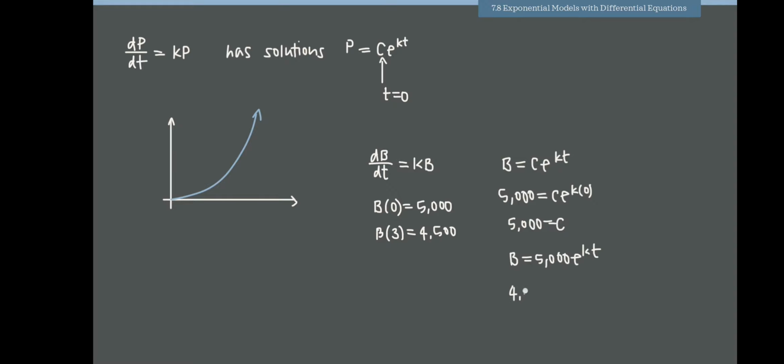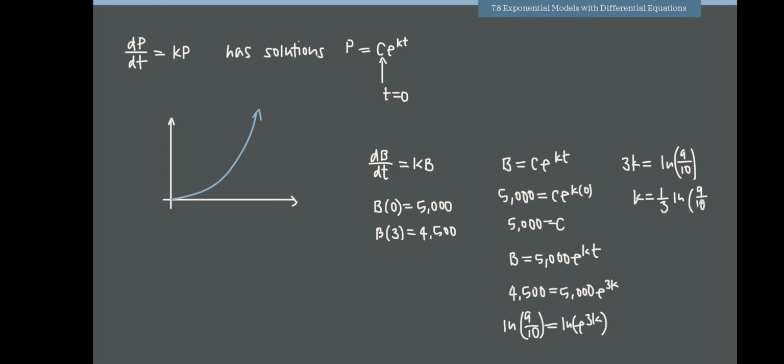Then we use this other condition we've been given to solve for the value of k. So this time we say that the population of bees is 4,500 at time 3, so e^(3k). If we divide both sides by 5,000, we get 9/10 = e^(3k). And then to solve for k, we want to take the natural log of both sides, because that'll cancel out the e. And so we'll end up with 3k = ln(9/10). And then we divide both sides by 3. So we get k = (1/3)ln(9/10).